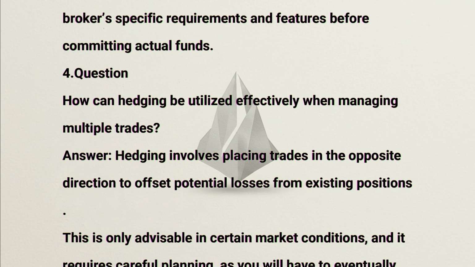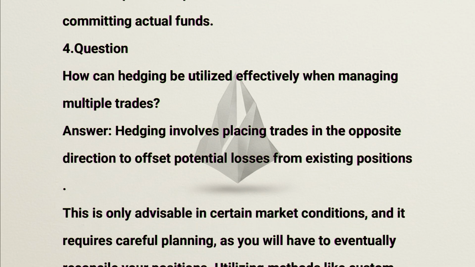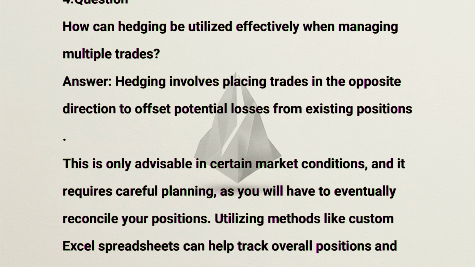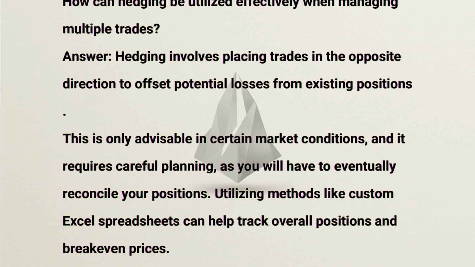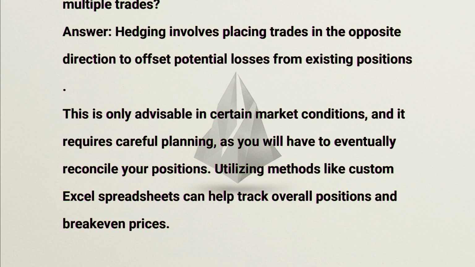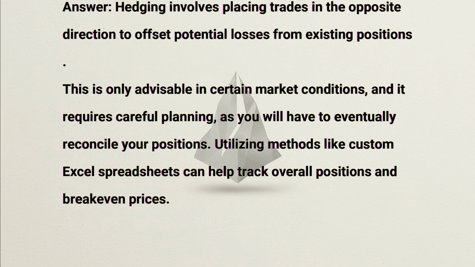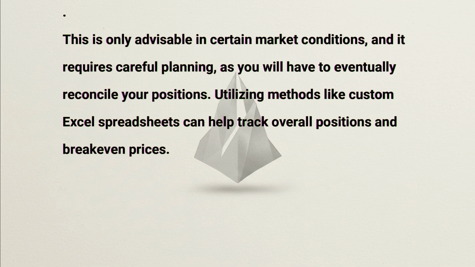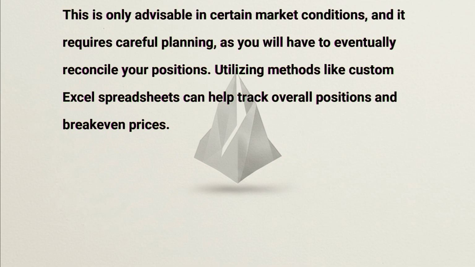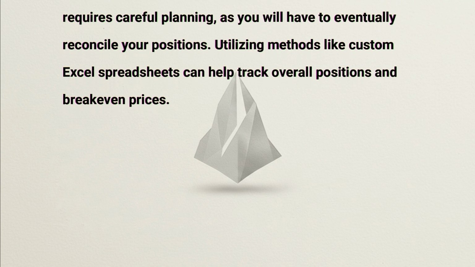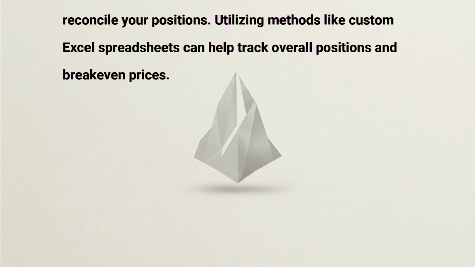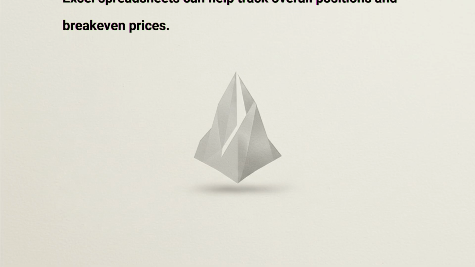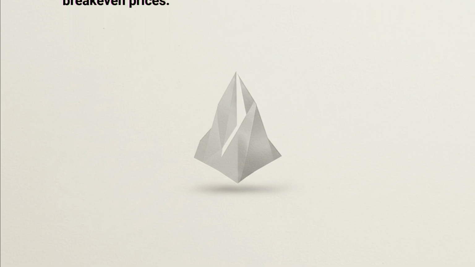4. Question. How can hedging be utilized effectively when managing multiple trades? Answer. Hedging involves placing trades in the opposite direction to offset potential losses from existing positions. This is only advisable in certain market conditions, and it requires careful planning, as you will have to eventually reconcile your positions. Utilizing methods like custom Excel spreadsheets can help track overall positions and break-even prices.